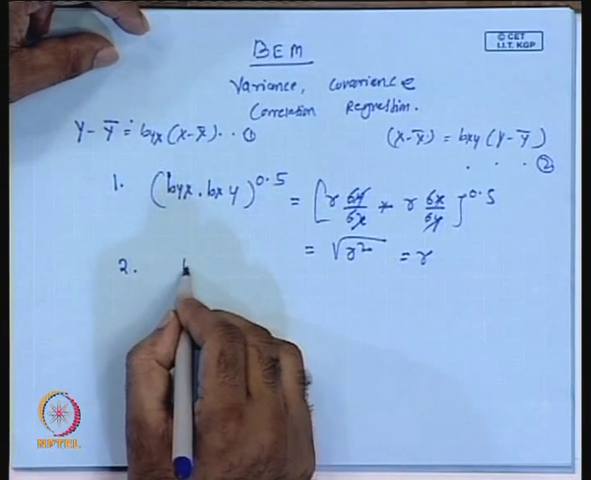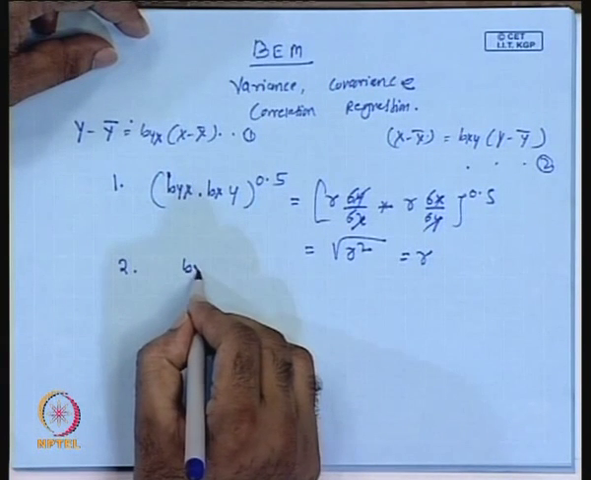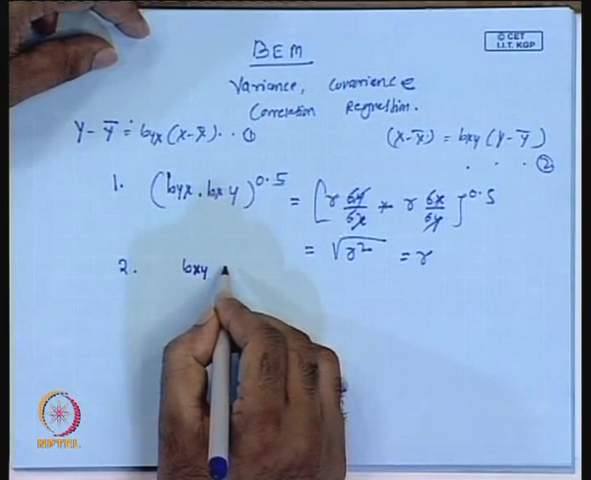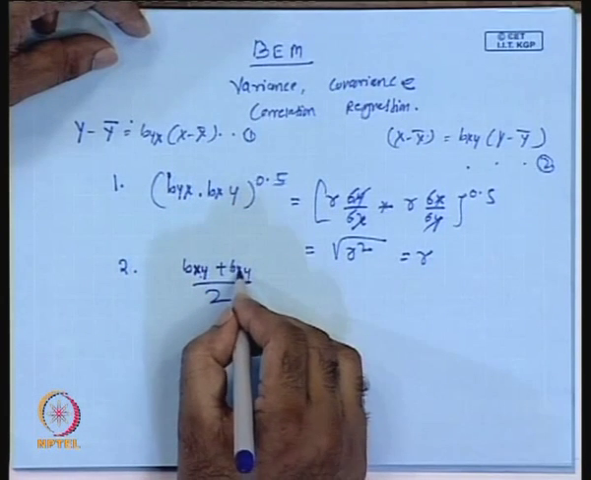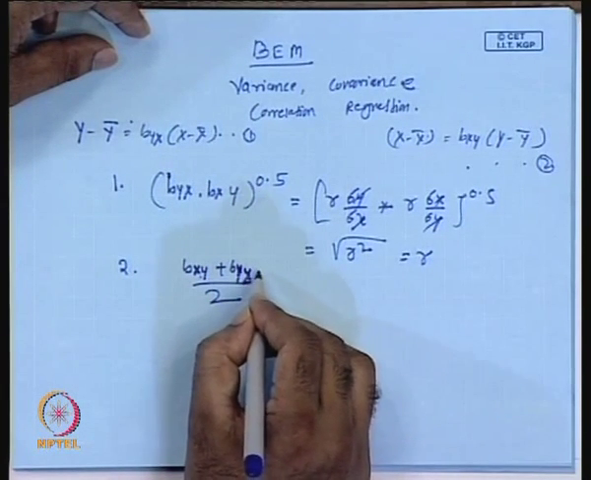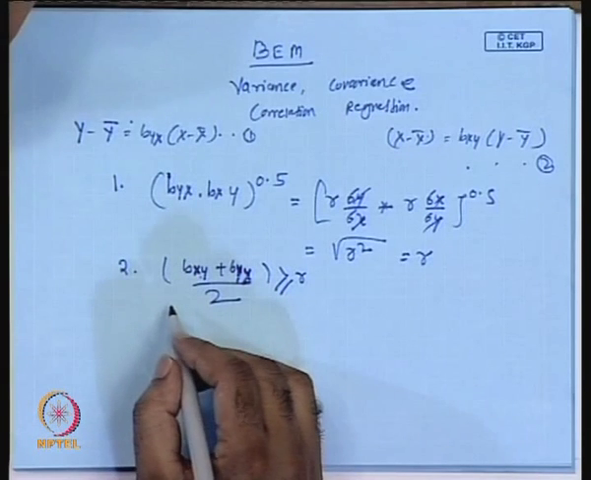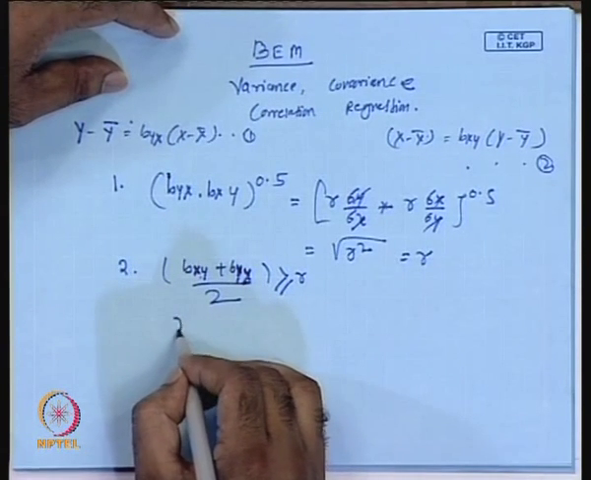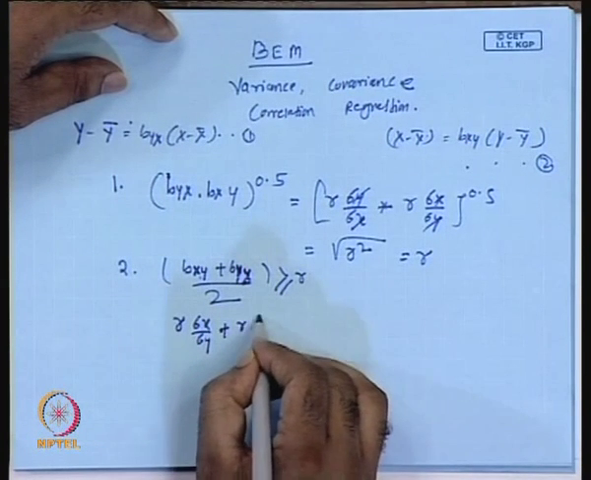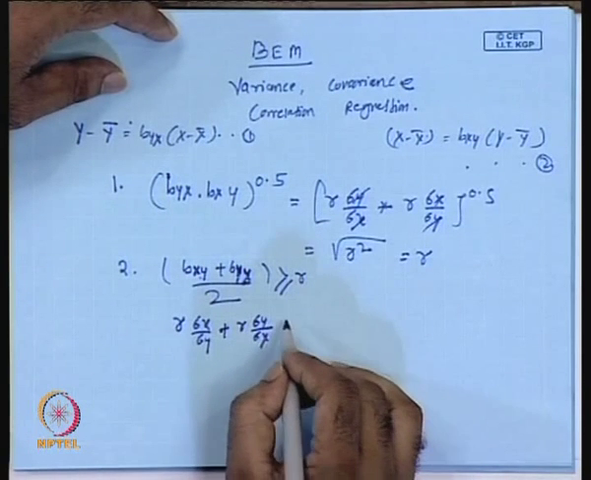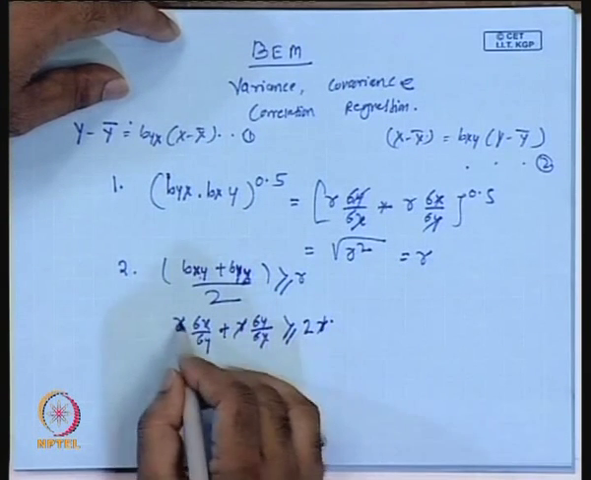The arithmetic mean of two regression coefficients is greater than the correlation coefficient. What is the arithmetic mean? For Bxy and Byx, it is nothing but (Bxy plus Byx)/2 greater than or equal to the correlation coefficient. Now, how is that structured? It is r sigma x by sigma y plus r sigma y by sigma x greater than or equal to 2r. Now, r cancels.